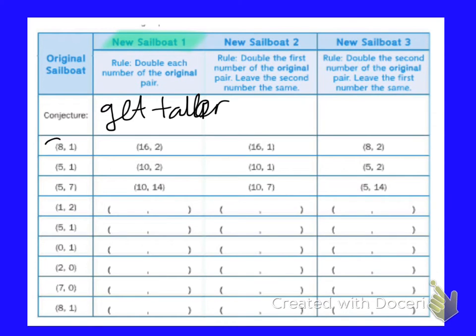So it started up here. 8 times 2 is 16. 1 times 2 is 2. The next one, 5 times 2 is 10. 1 times 2 is 2. And you're going to fill in these ones down here.